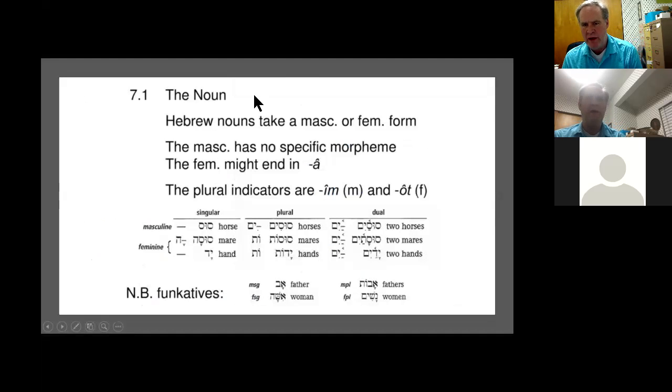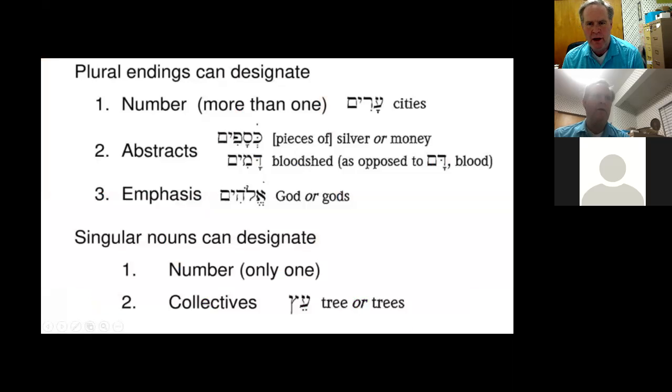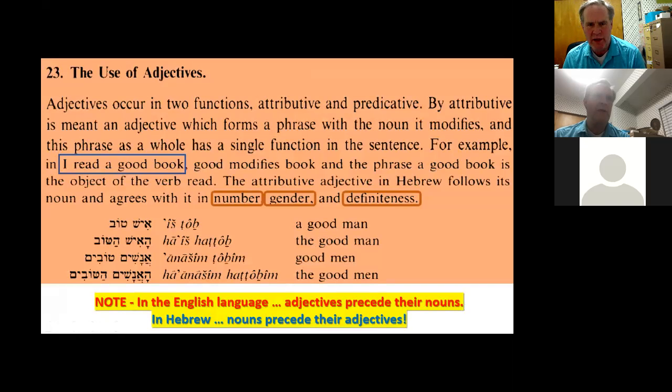Okay, so Hebrew nouns have masculine or feminine. They have a basic root in the singular male. They might be adding an a to that to make it feminine. They often add im to make it plural masculine, and ot to make it plural feminine, like the one we just talked about. Okay, enough on those, I guess.